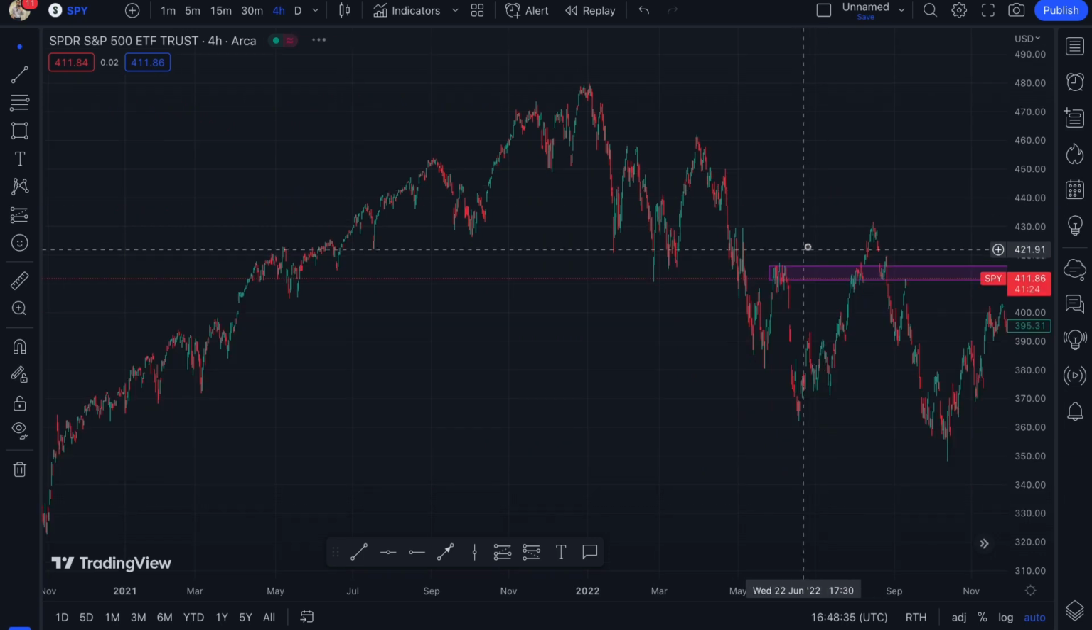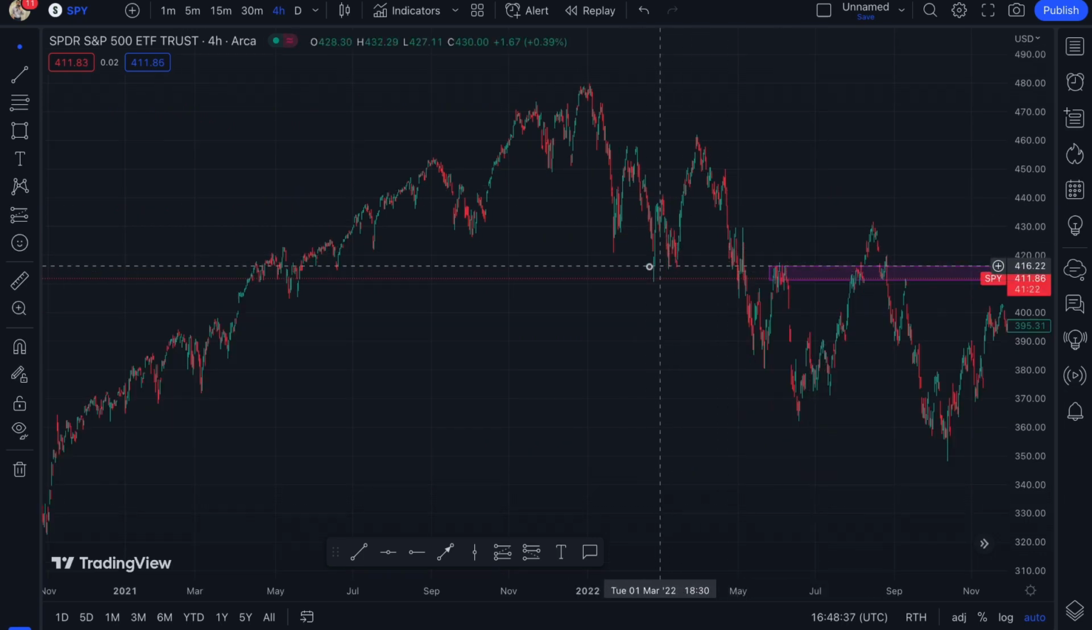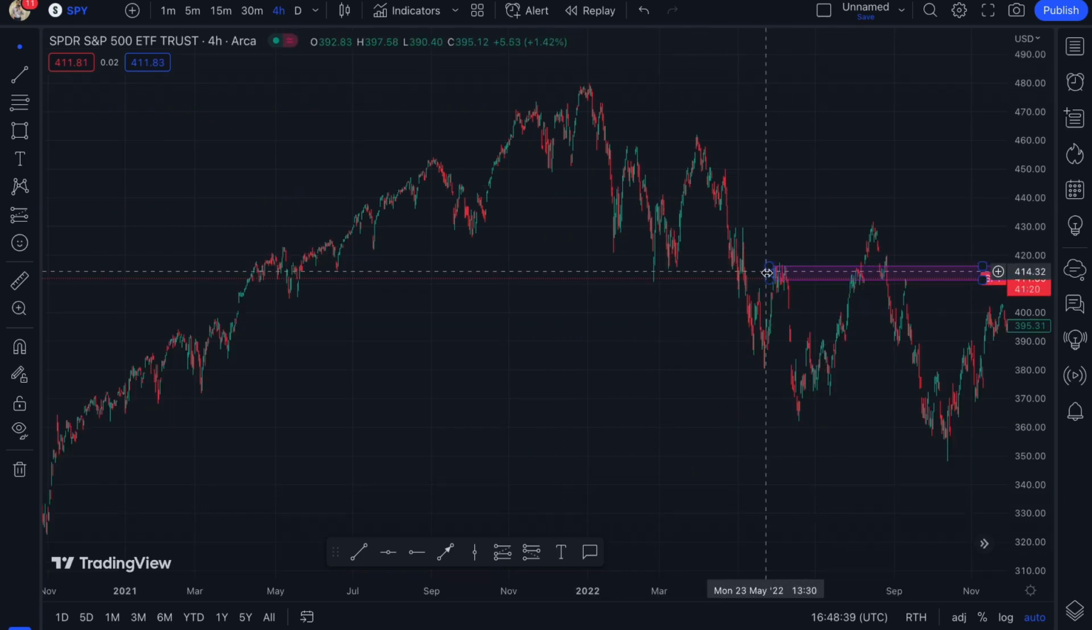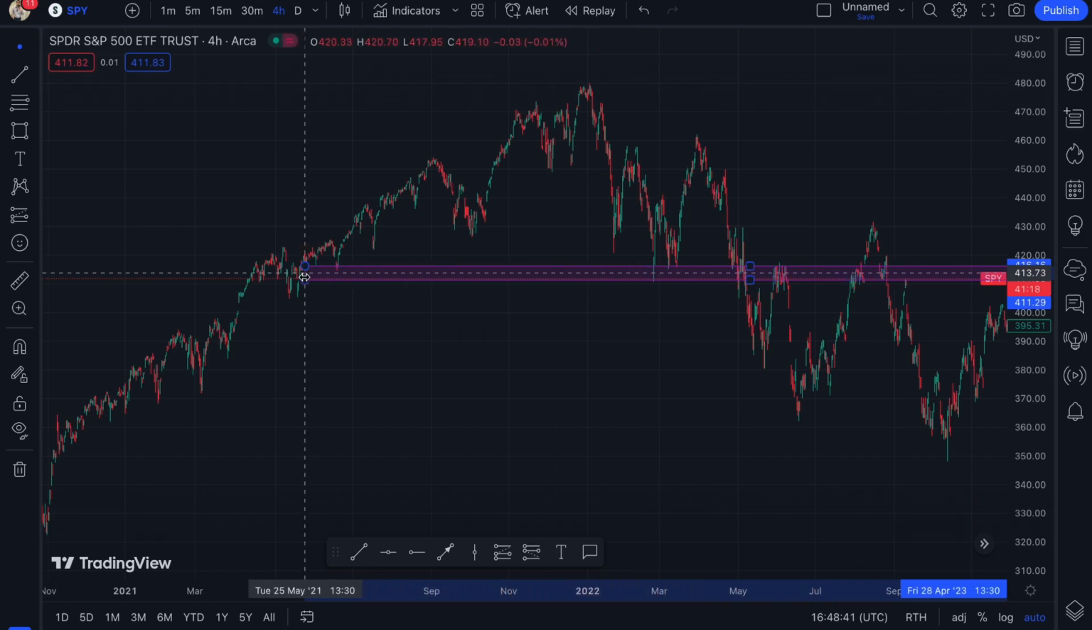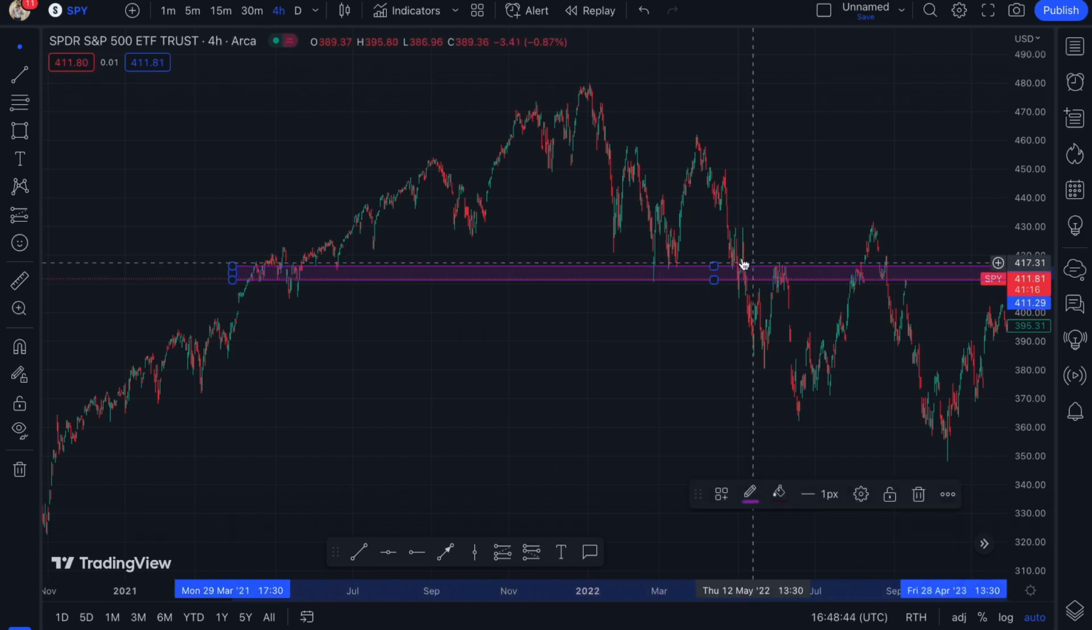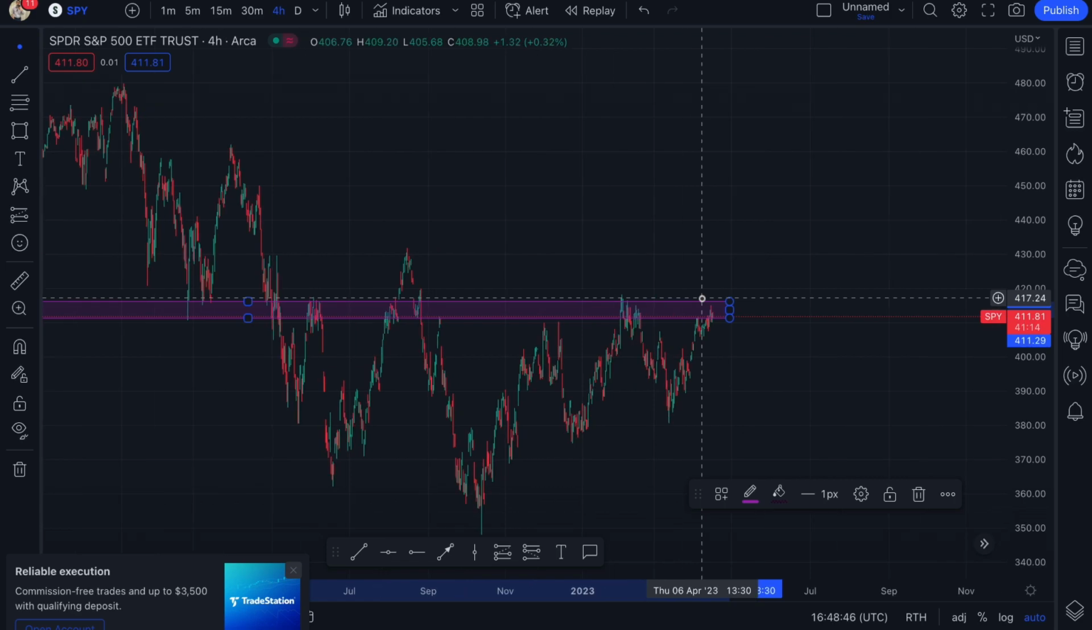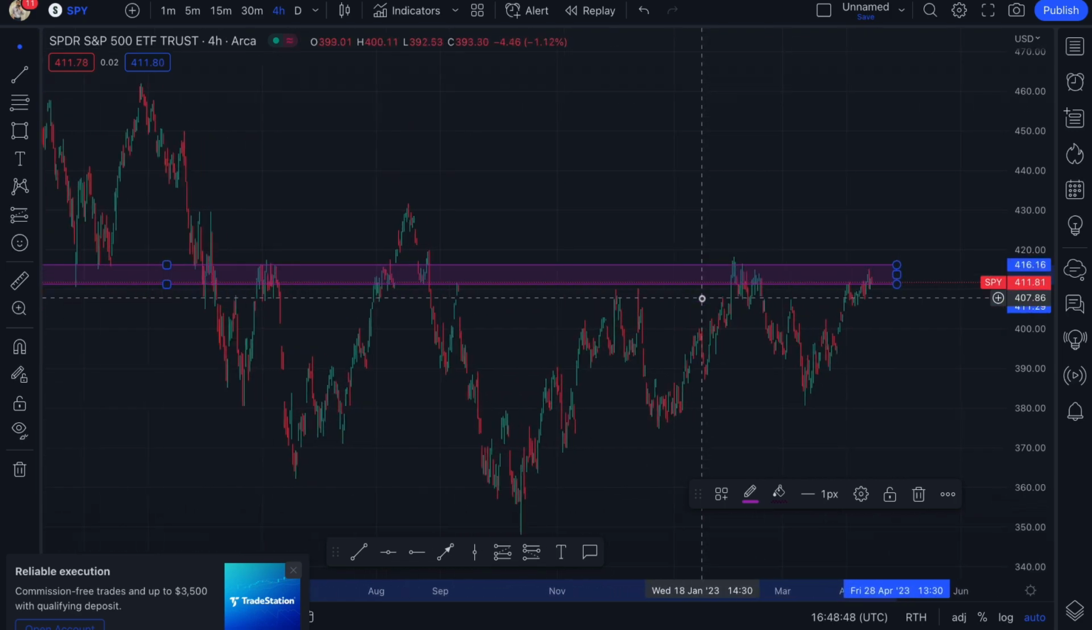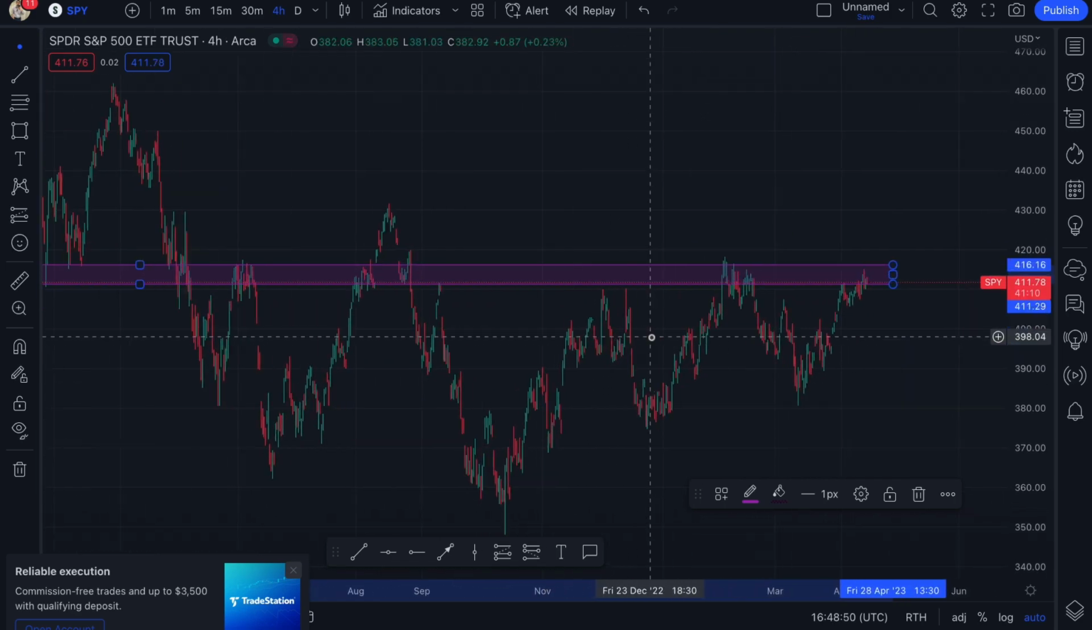And if we wanted to draw this back up, it would still be within this level. You can even see it has bounced multiple times off this level, all right? And this can be a solid support. I mean, resistance, I'm sorry.